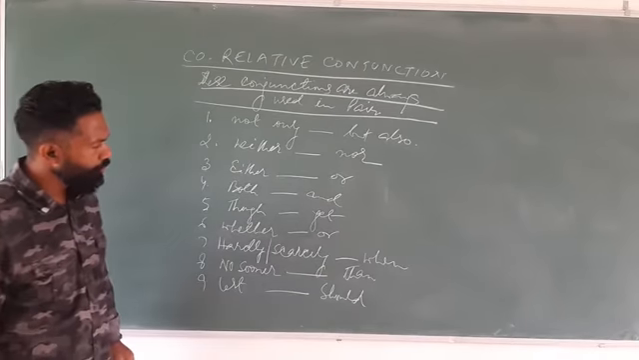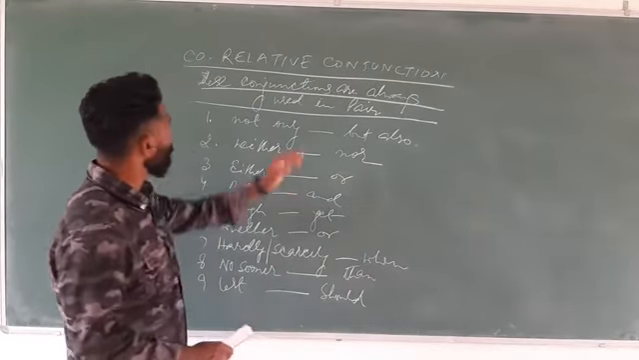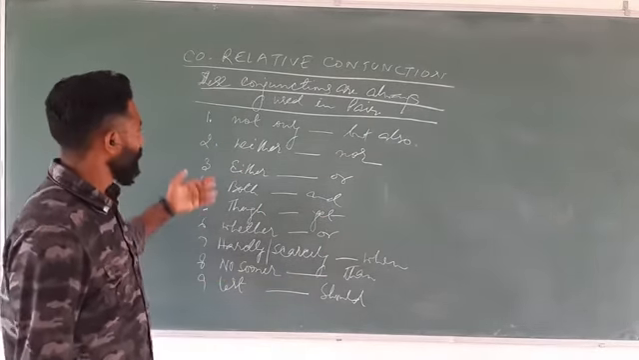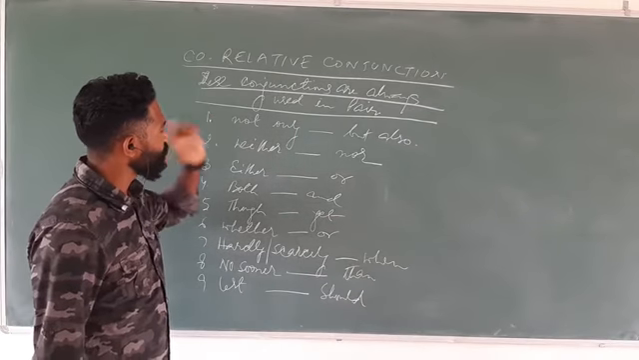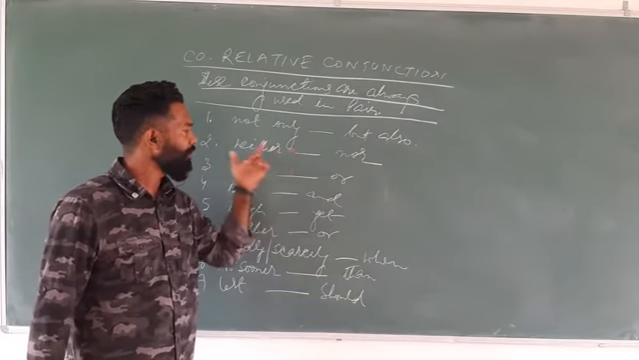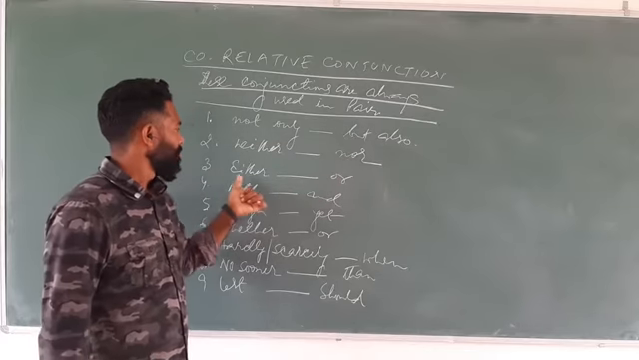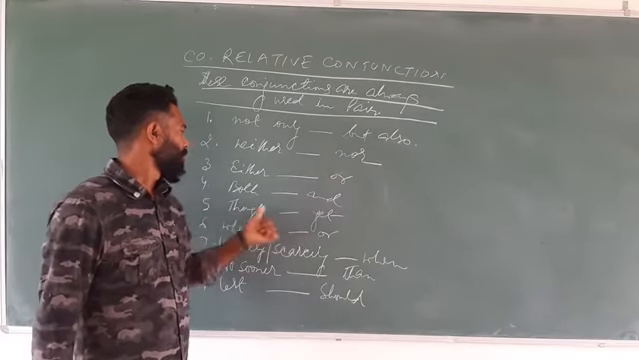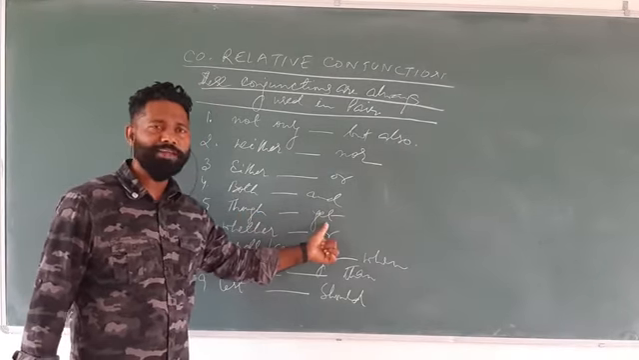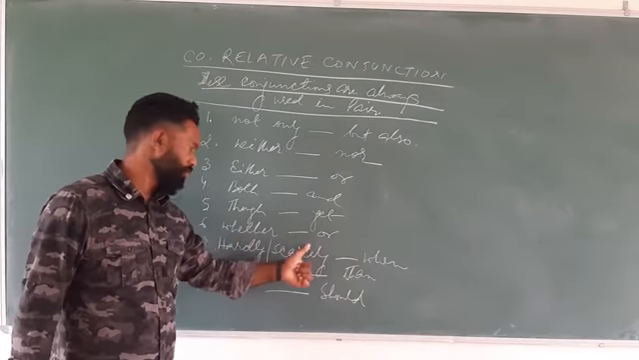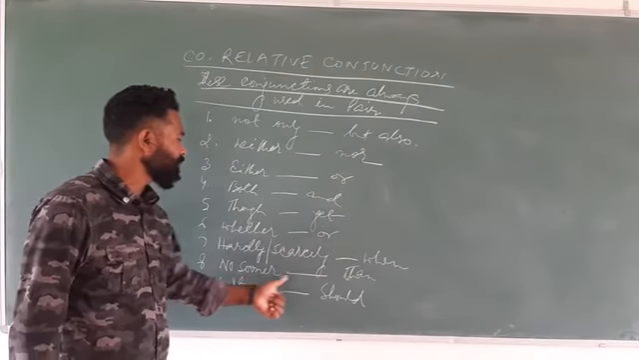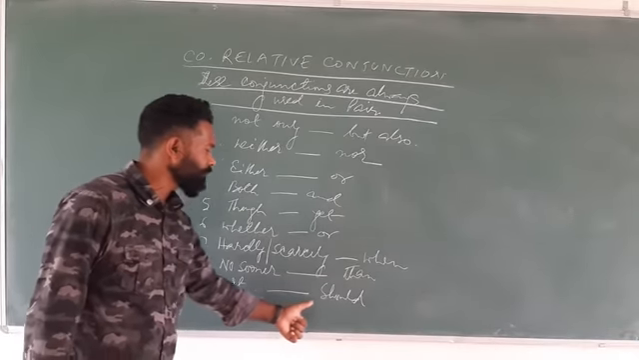So the first step in the process of learning correlative conjunctions is to know their combinations. With not only we are always going to use but also. With neither we always have to use nor. With either we are always supposed to use or. Both will always be with and. Though is always used with yet. Whether is always used with or. Hardly and scarcely are always used with when. No sooner is always used with than. And lest is always used with should.